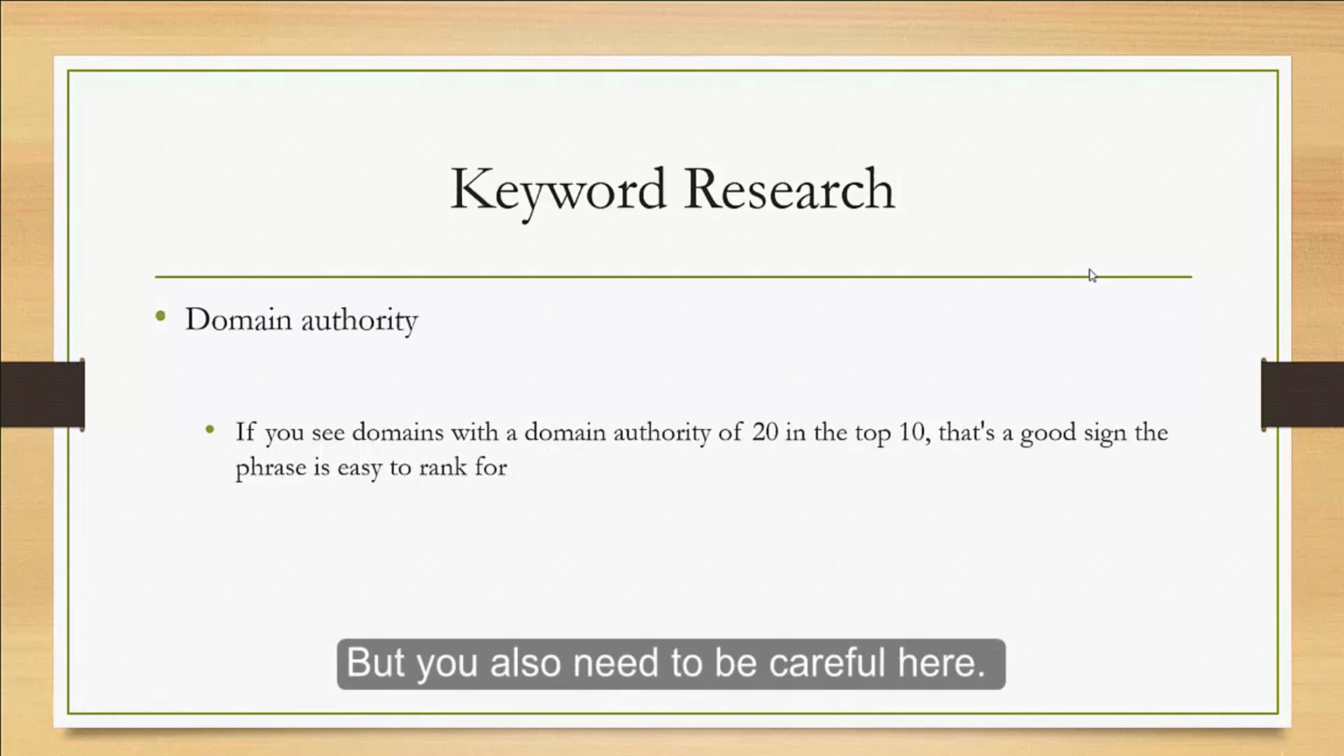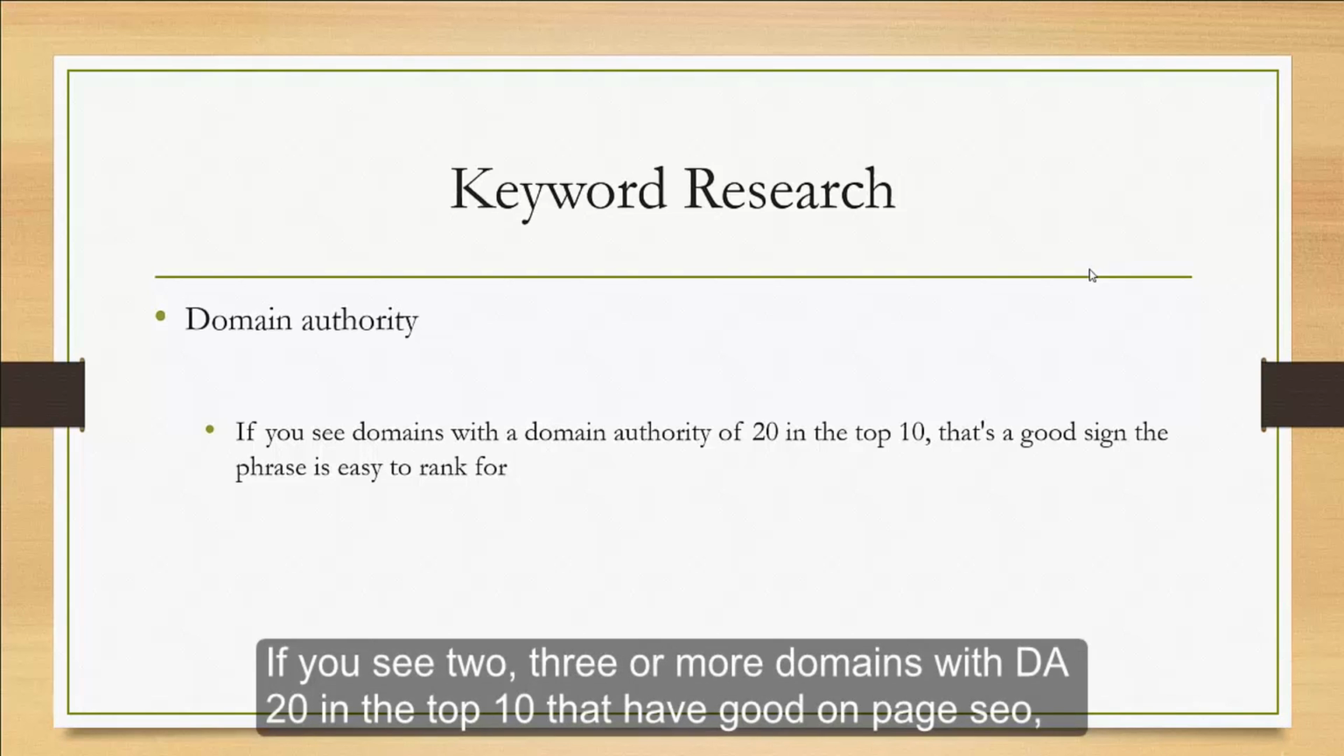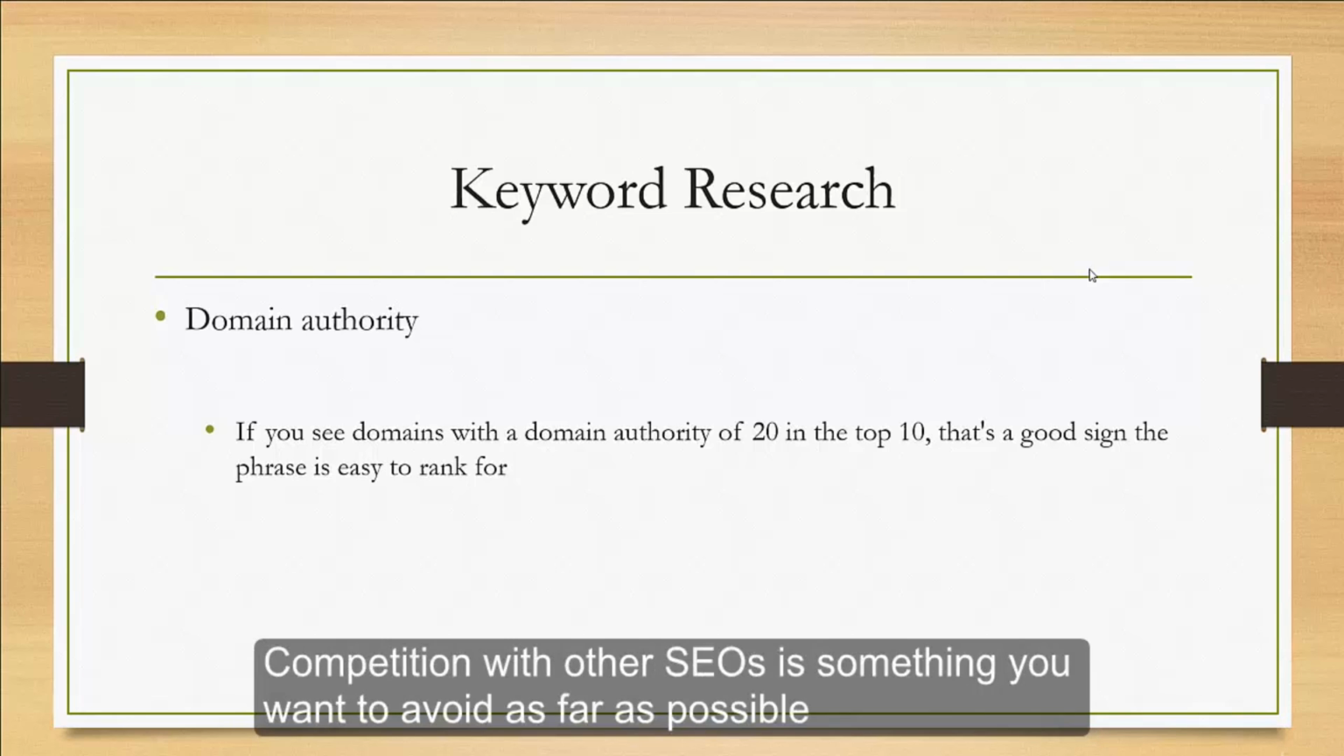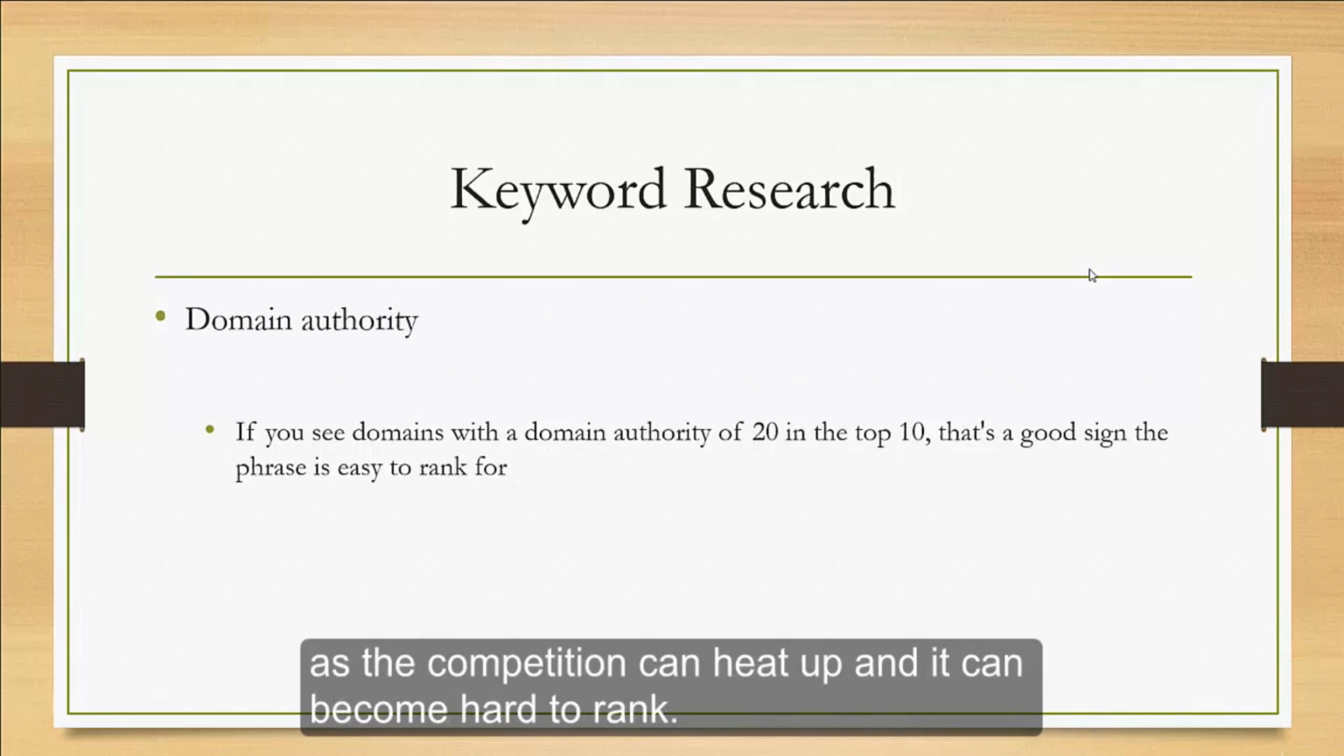But you also need to be careful here. If you see 2, 3 or more domains with DA less than 20 in the top 10 that have good on-page SEO, it might mean there are a few SEOs going after it. Competition with other SEOs is something you want to avoid as far as possible, as the competition can heat up and it can become hard to rank.